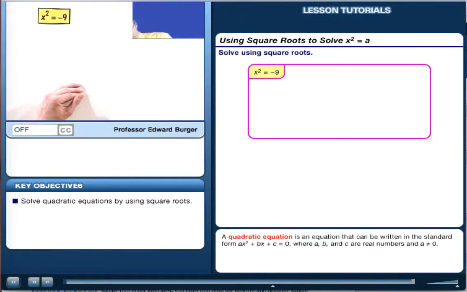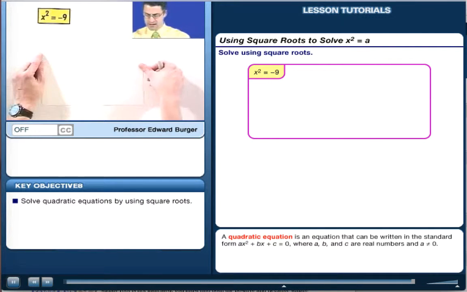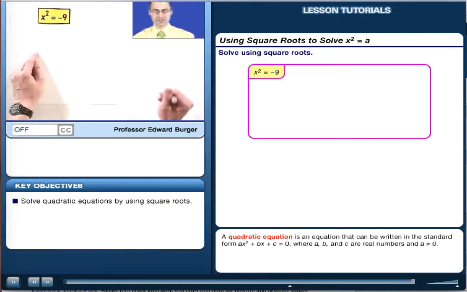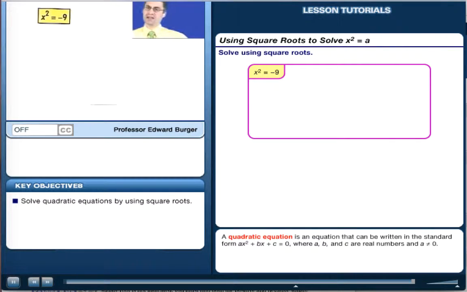All right. So let's see. I've got x squared equals negative 9. So I want to take the square root of both sides, but I've got some trouble because I cannot take the square root of negative 9. That is not a real number.